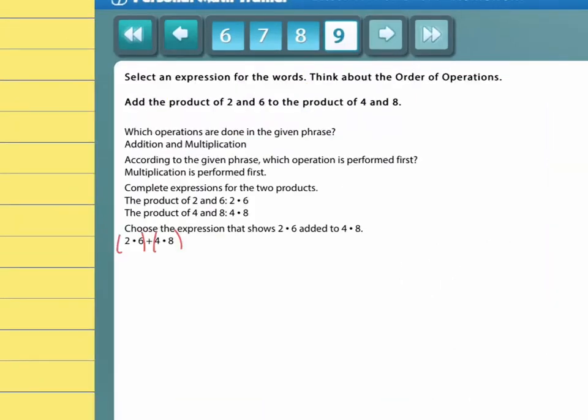And it shows it here that you put parentheses around those numbers, the product of 2 and 6 added to the product of 4 and 8.